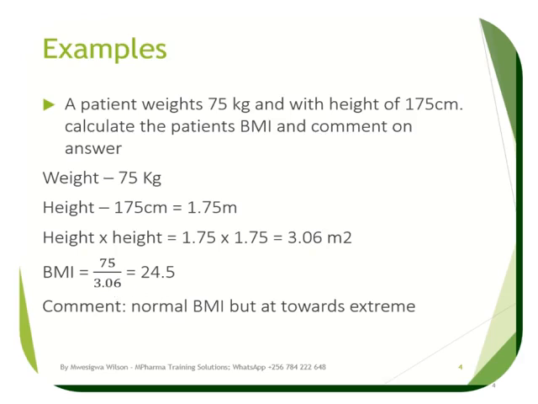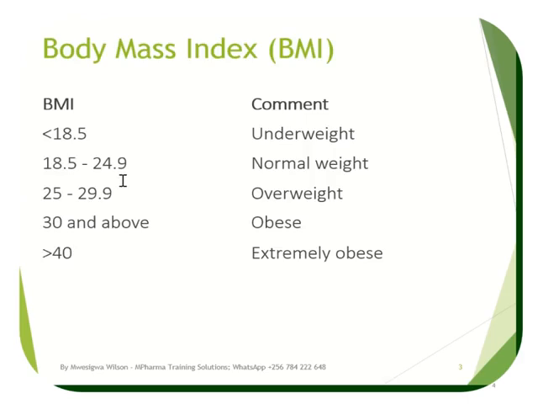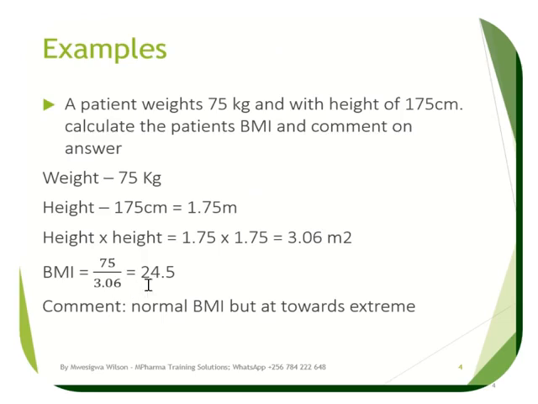And if we go back to our interpretation above, the patient is normal, but is turning towards overweight because it is 24.5. It's normal, but towards the extreme of normal. So these patients could be advised to start exercises and to eat well, eat healthy.